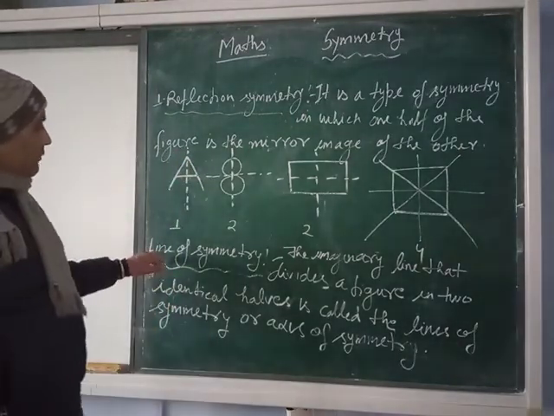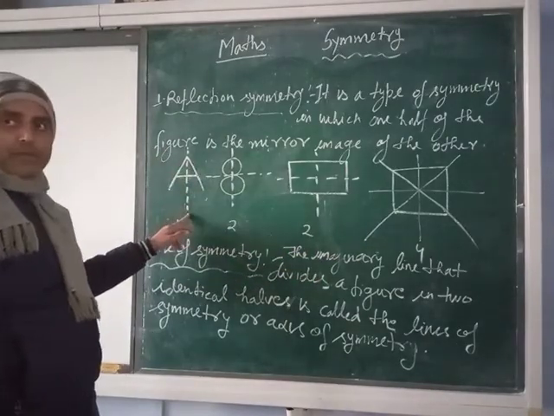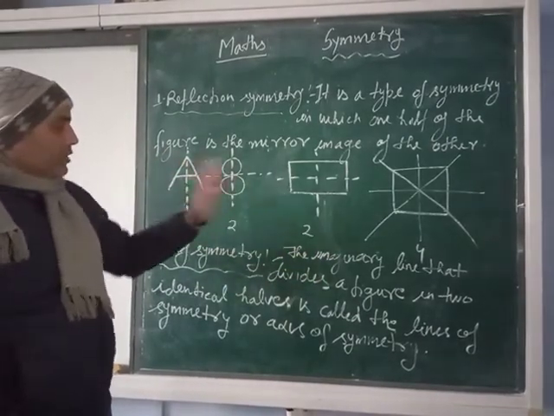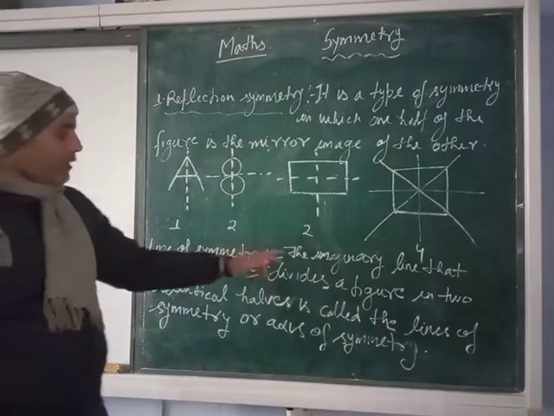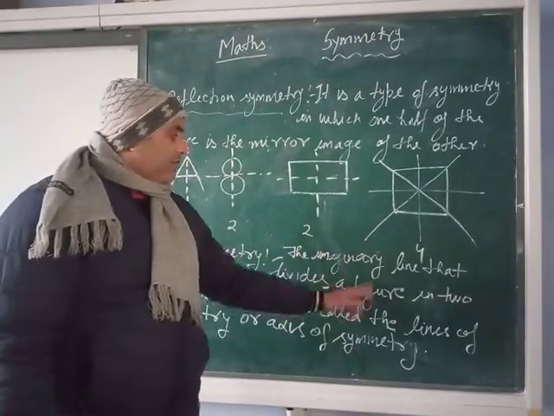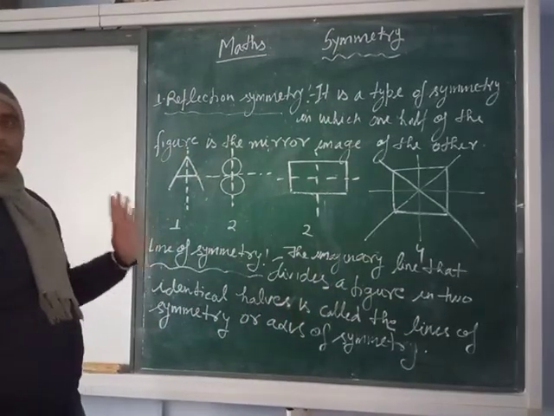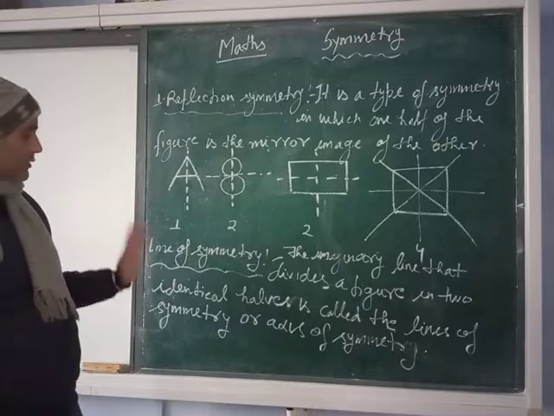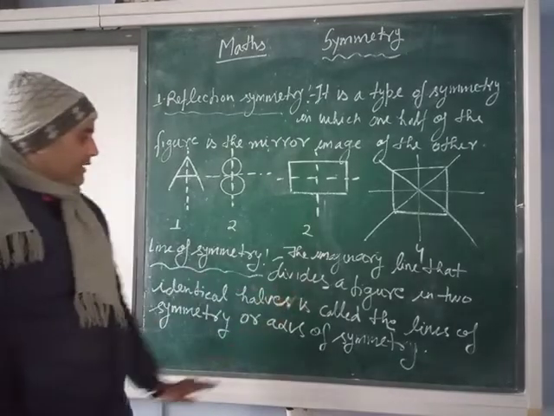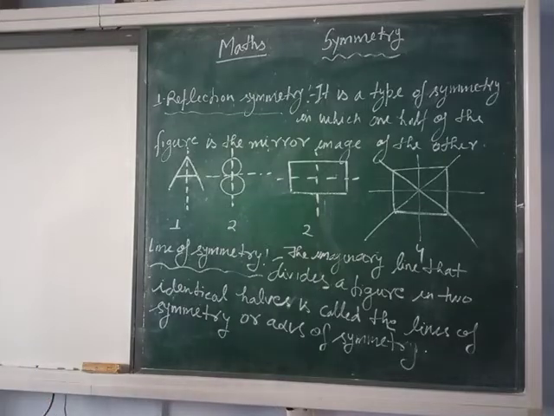And the same for the line of symmetry, the imaginary line. This is known as the imaginary line. This is also imaginary. That is known as a line of symmetry, an imaginary line that divides a figure into two identical halves. If a line divides a figure into two same portions, two same halves, then it is called the line of symmetry, or you can say an axis of symmetry. Okay, so write it down.